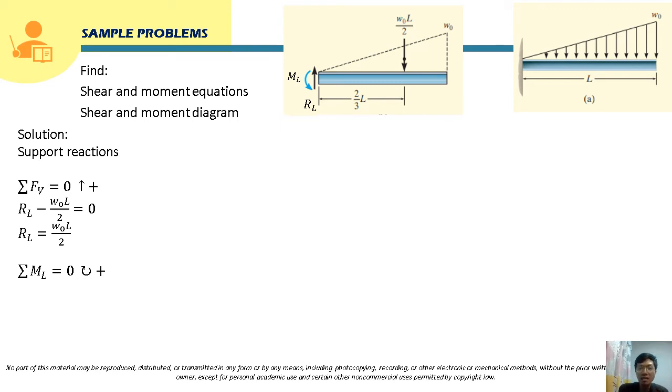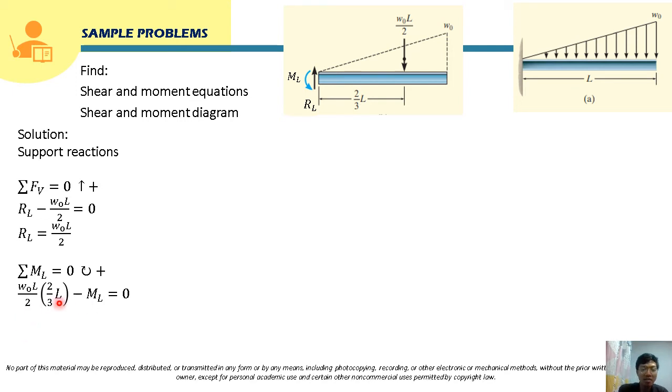So in this case, class, this moment reaction is counterclockwise, so it will be negative in our summation. That's why it's negative here. And then the moment of this concentrated load about this point will be W sub O L over 2 times its moment arm, which is 2/3 L. So its rotation about this point will be clockwise. That's why it's positive here.